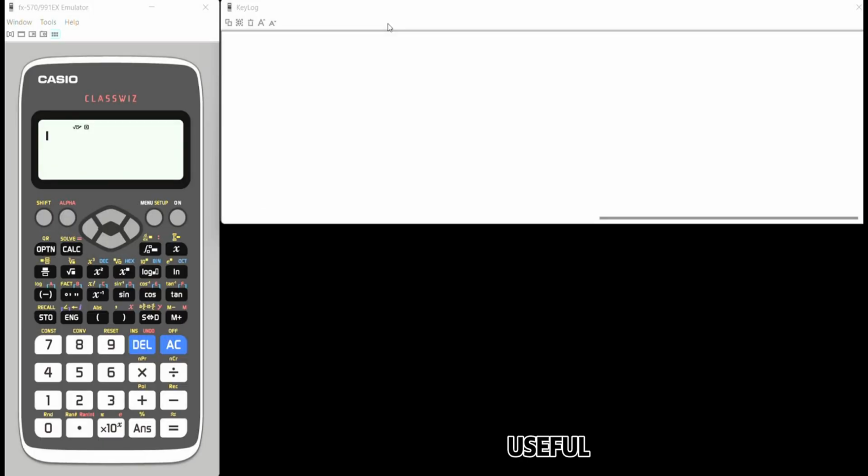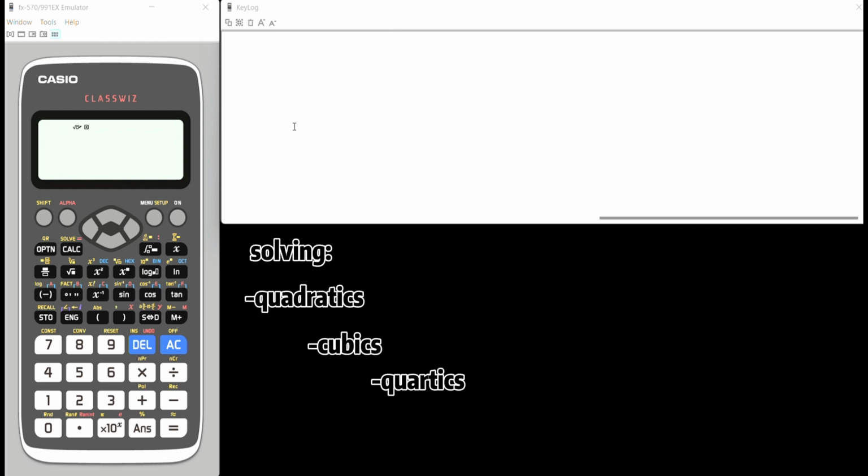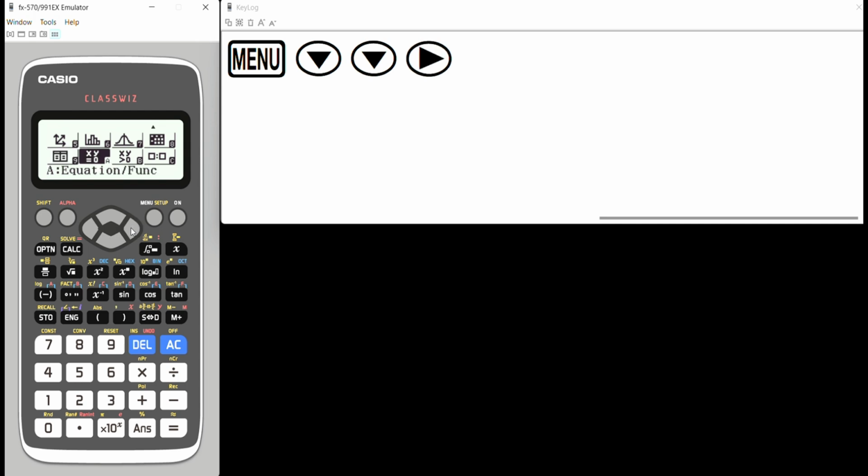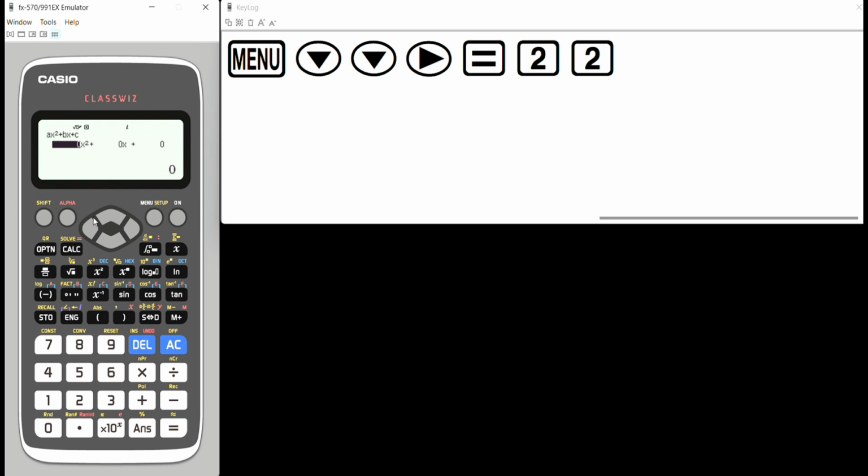Next up is the most useful, and I think the most well-known feature of this calculator, which is solving quadratics or cubics or quartic equations using the 570EX or 991EX. So what you would do is go on menu and then down, right, and then press the equation func, polynomial for polynomial, and then press polynomial degree 2 for quadratics, and then you key in your ABC values.